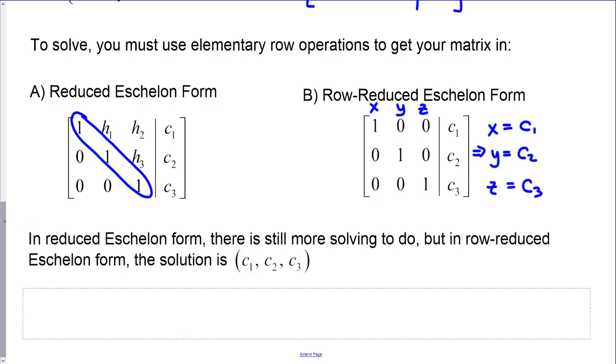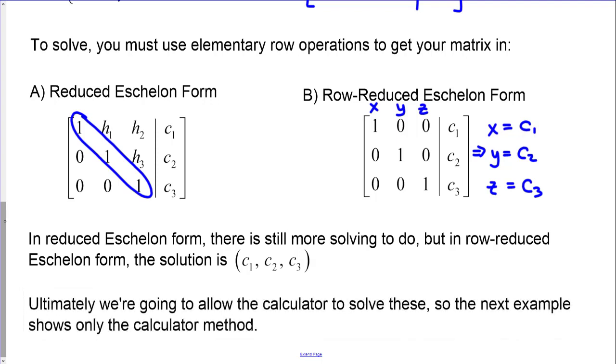In reduced echelon form, there's still more solving to do, but in row-reduced echelon form, the solution is just as stated. So it's more advantageous to go ahead and express it in row-reduced echelon form rather than just simply reduced echelon form. Ultimately, we're going to allow the calculator to solve these, so the next example shows only the calculator method.